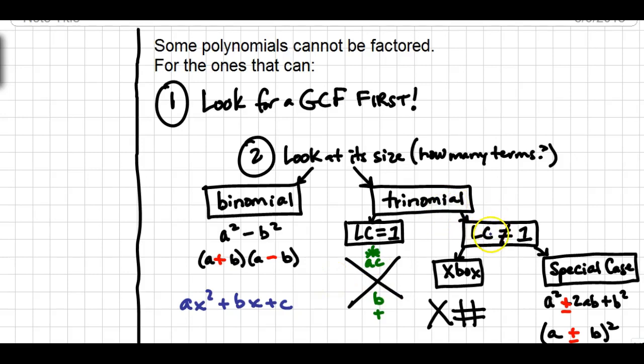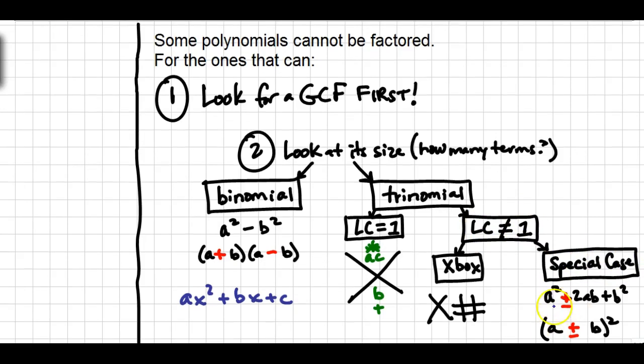If the trinomial has a leading coefficient other than 1, it might be a special case. And in that situation, you would do the square root of the first term, square root of the second term. And then if the sign that you see after the first term is a plus, then you'll put a plus in your answer. If the sign after the first term is a minus, then you'll put a minus in your answer. And then you just verify that the middle term is created by taking the two pieces that you got, multiplied together, and doubled.